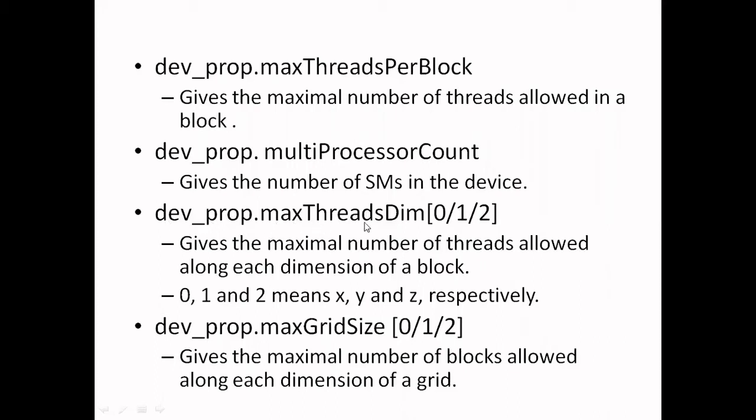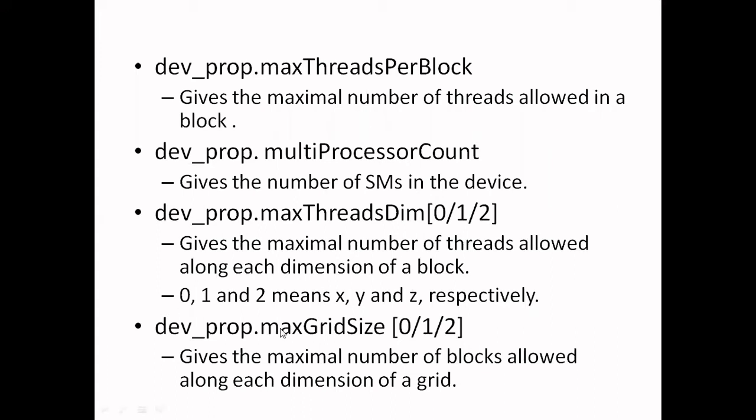So devProp.maxThreadsDim. It will tell you the number of threads allowed in each dimension. You write maxThreadsDim[0], maxThreadsDim[1], maxThreadsDim[2]. So maxThreadsDim[0] will tell you the number of threads allowed in the X dimension. maxThreadsDim[1] will tell you the maximum number of threads allowed in the Y dimension. Similarly, for 2, it will tell you in the Z direction.